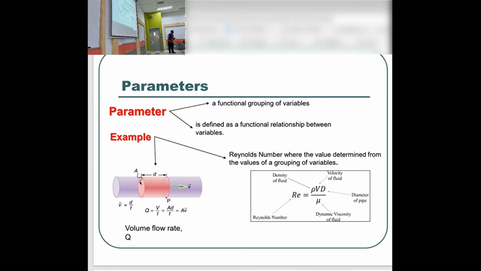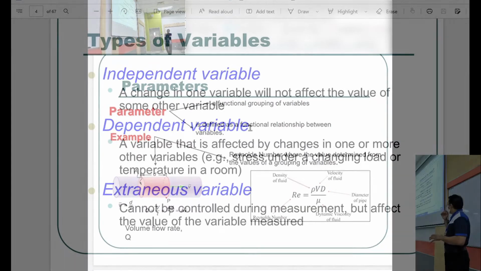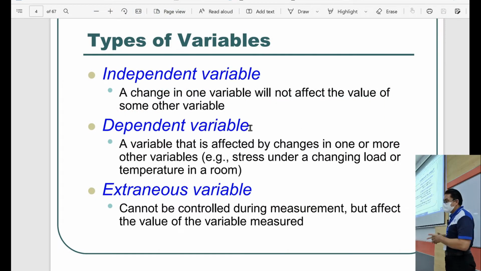Variables. We want to measure variables to make sure that we can build the parameters. We look at the types of variables. We have three of them: the first is independent, the other one is dependent, and the last one is extraneous variables.